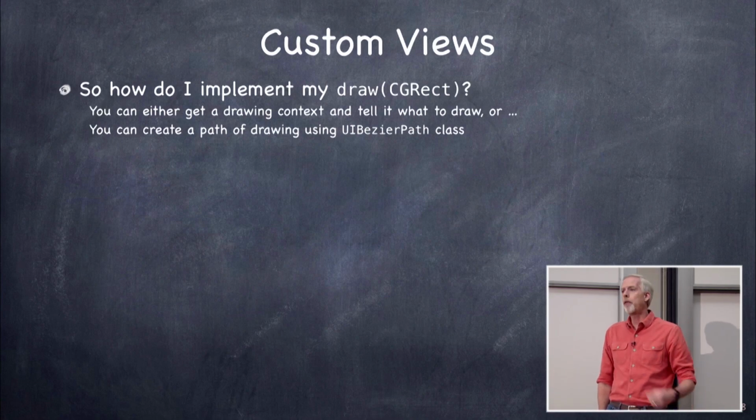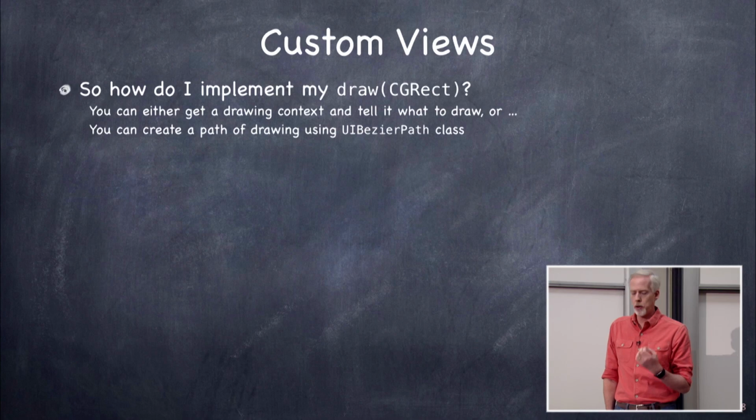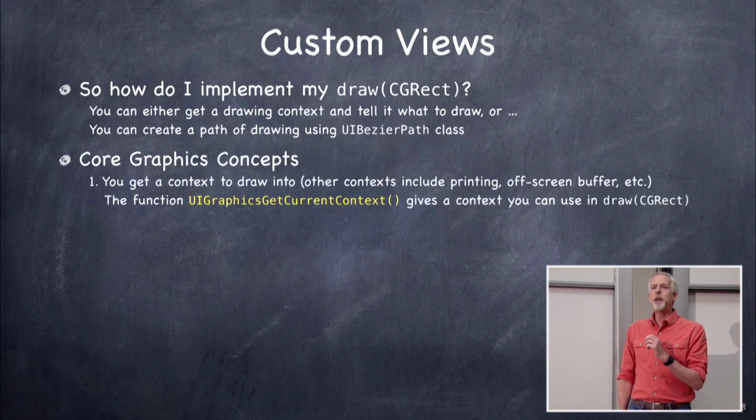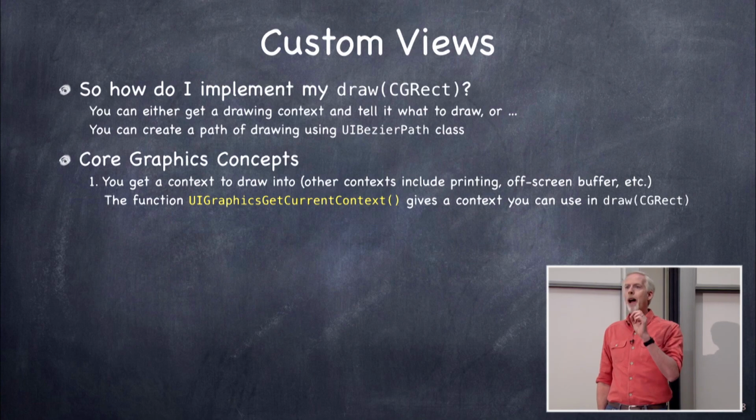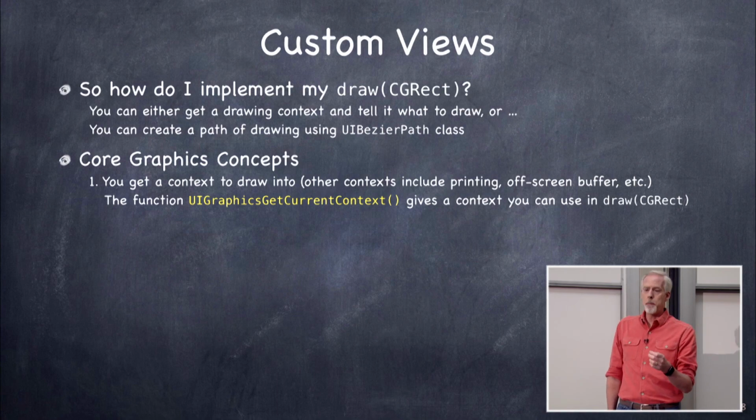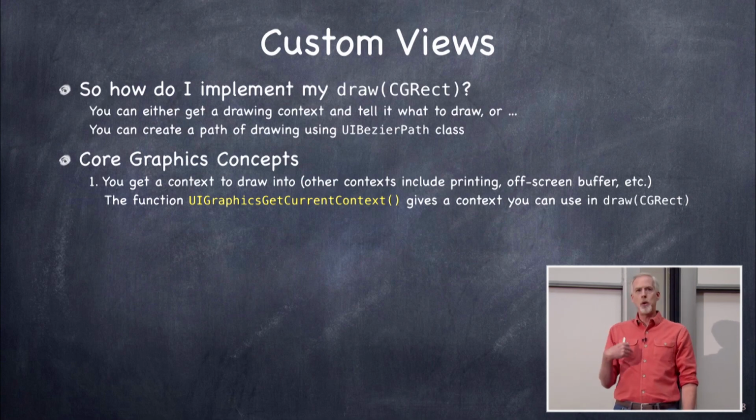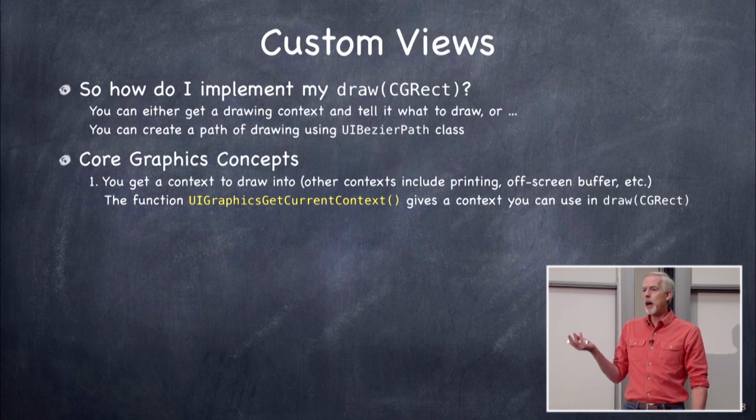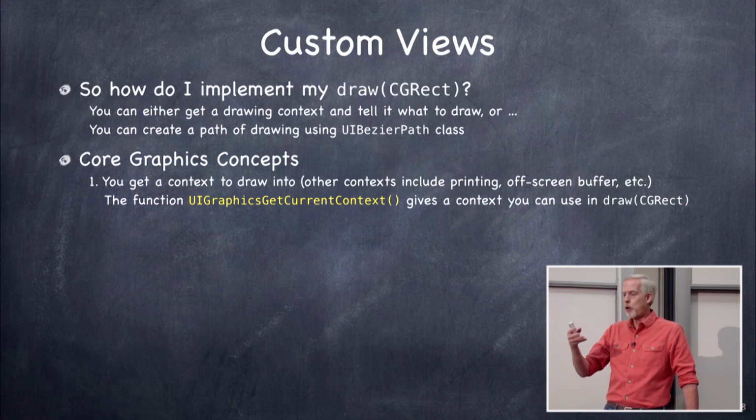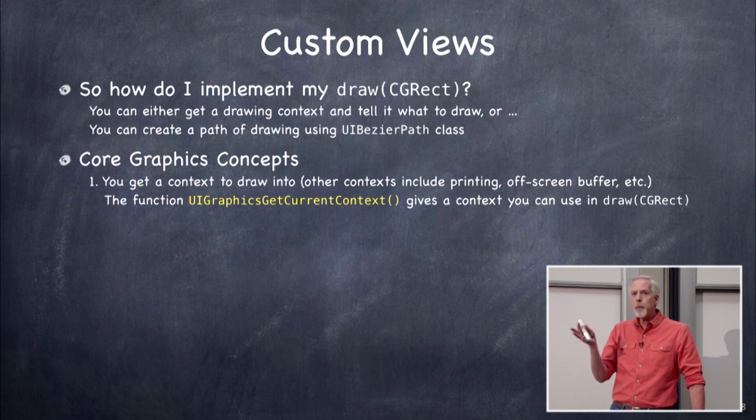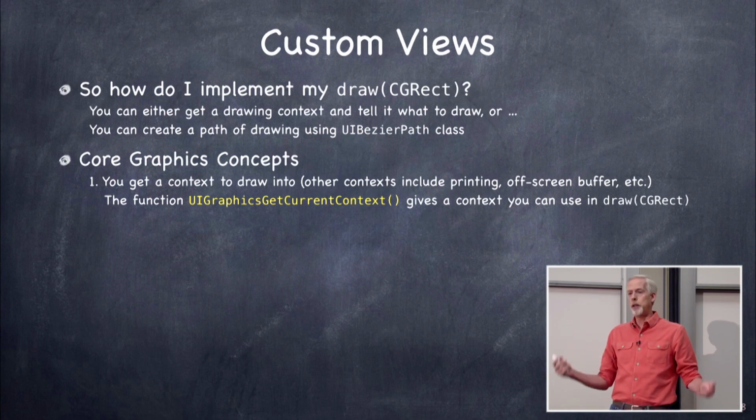So let's talk about the fundamental core concept of drawing in Core Graphics. How do we do it? The number one thing about Core Graphics is that it's context-based, so you have to get a context. UIBezierPath will automatically get the context for you, but if you don't use UIBezierPath, you have to get a context. Now, in drawRect, you can use this Swift global function, UIGraphicsGetCurrentContext, and it will give you a context to draw. There could be other contexts, printing or drawing in an off-screen buffer, which I'm not going to talk about, but there are other ways to get a context as well. But when you're in drawRect, it's easy. You just call this one global function. It will give you the context you are currently drawing in.